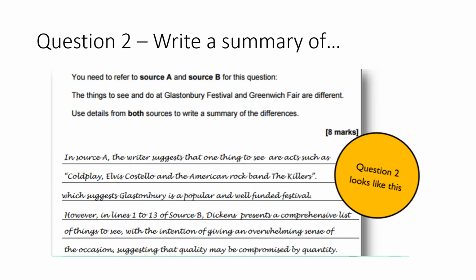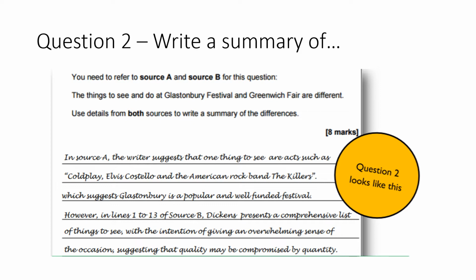Now, this question, do not spend more than 10 or 12 minutes on it, okay? One other thing that you do not need to talk about are the literary techniques and the devices that the writer uses. Okay, you just need to summarize how their viewpoints are different. Okay, how are their ideas on the topic, so the things to see and do at Glastonbury and Greenwich, different.